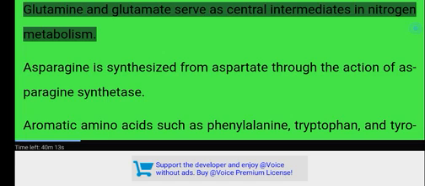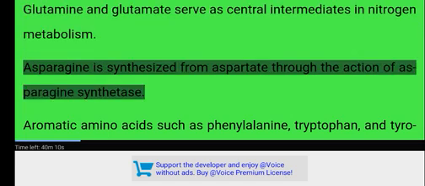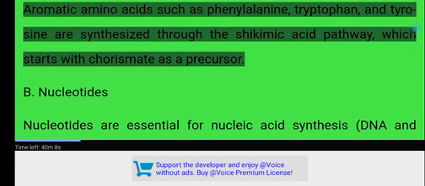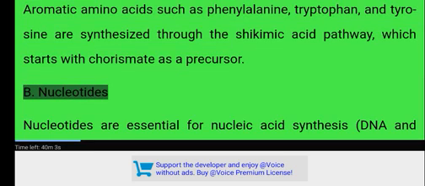Glutamine and glutamate serve as central intermediates in nitrogen metabolism. Asparagine is synthesized from aspartate through the action of asparagine synthetase. Aromatic amino acids such as phenylalanine, tryptophan, and tyrosine are synthesized through the shikimic acid pathway, which starts with tyrosine as a precursor. B. Nucleotides.